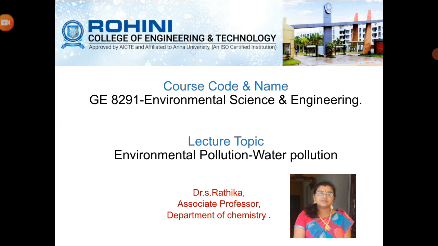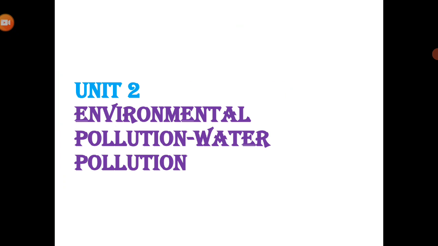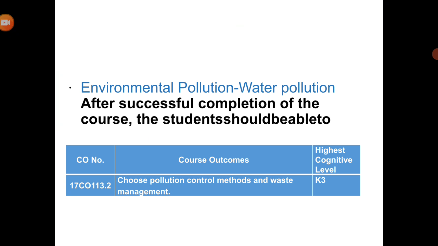In this video lecture, we discuss environmental pollution. In this unit, particularly, we discuss water pollution. After studying this environmental pollution unit, a student will be able to choose pollution control methods and waste management methods. Particularly after studying this water pollution topic, the students can define the terms related to water pollution and also explain the different types of water pollution, their causes, consequences and control measures. They can demonstrate an understanding of how water pollution impacts humans.